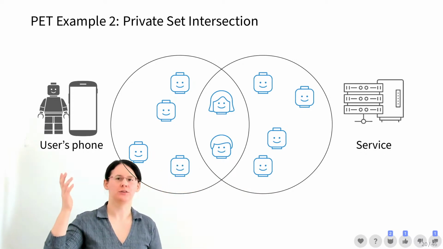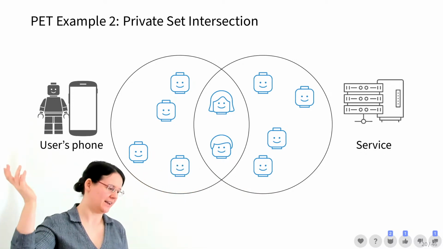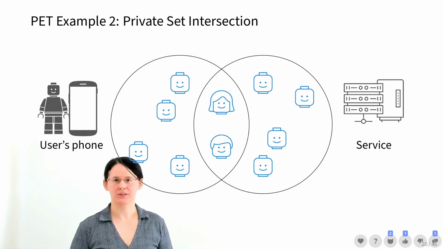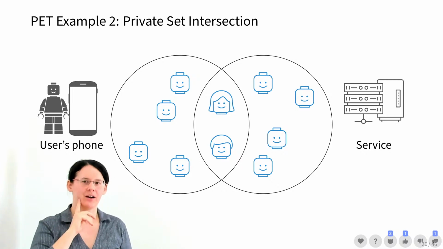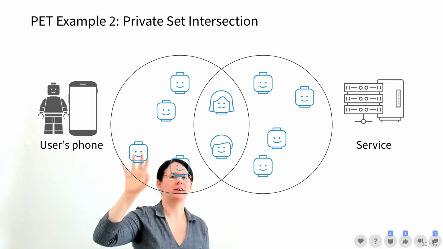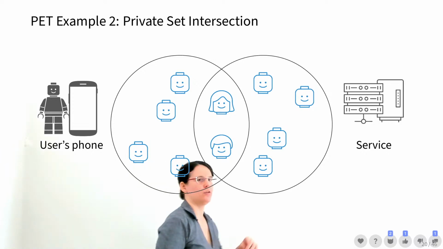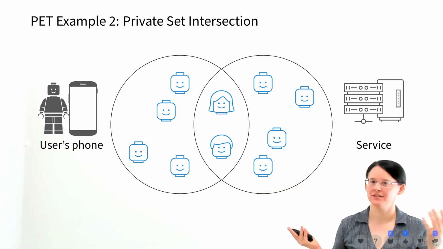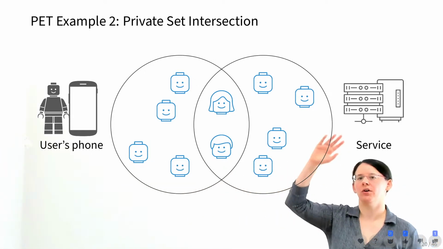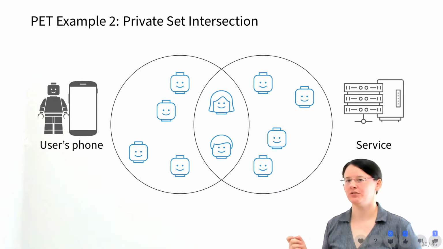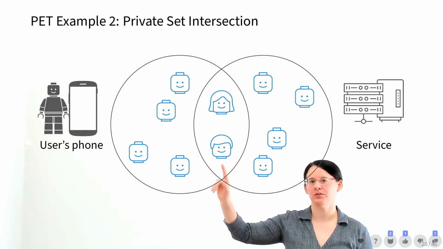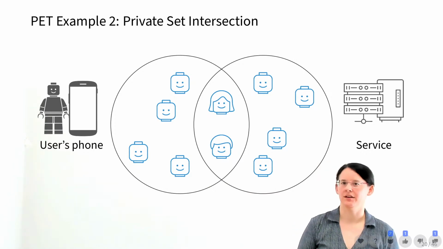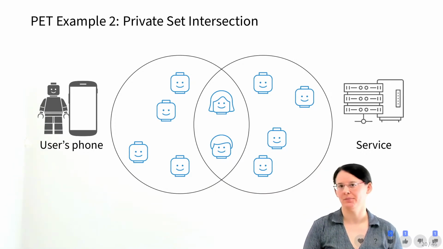Another example challenge is something that you might know yourself. Let's say you're using a new chat service, you're signing up to WhatsApp or something, and you want to know which of your friends are on WhatsApp. Now, you have a number of friends in your contact address book, and of course, the service, in this case WhatsApp, knows all of its users. And you want to know the intersection of these two sets. You want to know which of your contacts are also WhatsApp users.